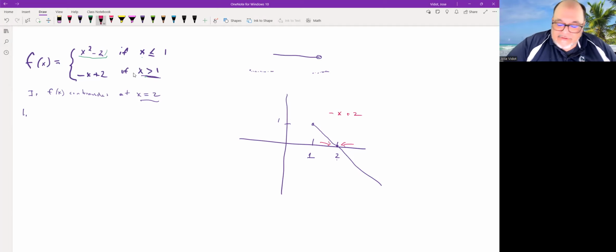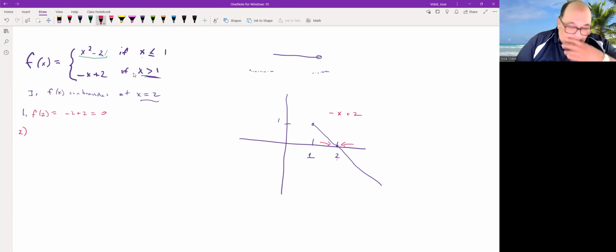Okay, so let's take a look, because that's all we want to know. Is it continuous at this point? All right, so let's take a look. First of all, f of 2. f of 2 equals negative 2 plus 2 equals 0. All right, that works. Item number 2, let's take a look at the limits.